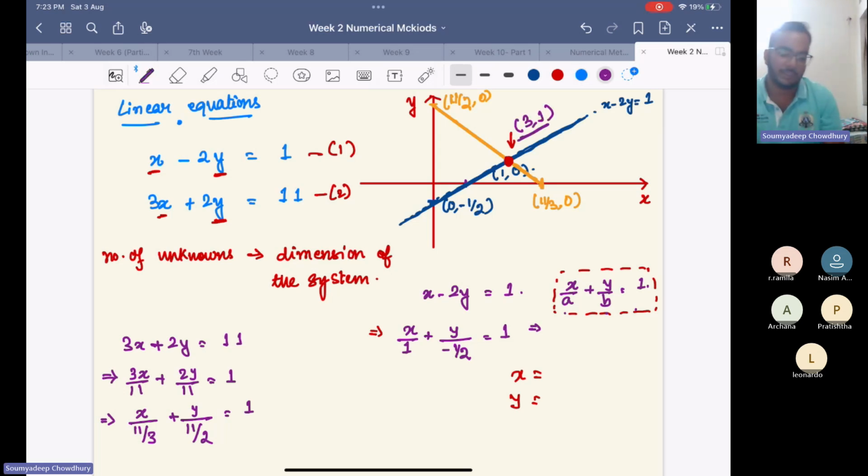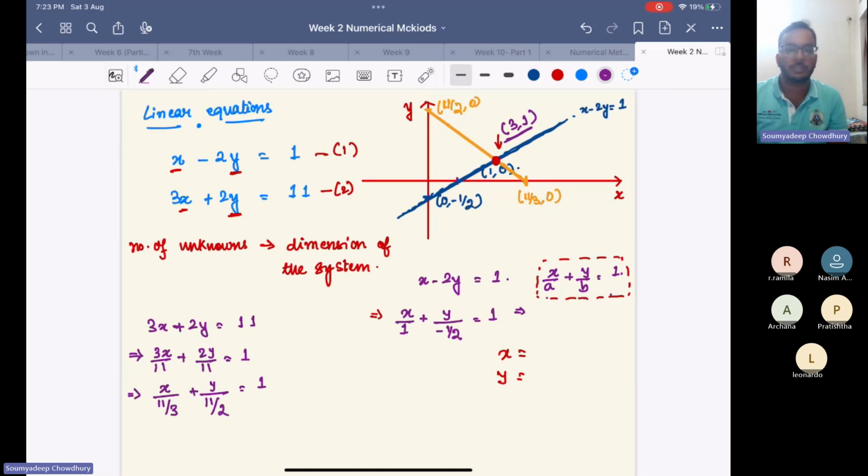So this is known as the graphical way of solving linear equations. This was the most ancient technique, the first technique which was invented to solve any kind of linear equations. But what do you think can be the disadvantage of this type of solution?